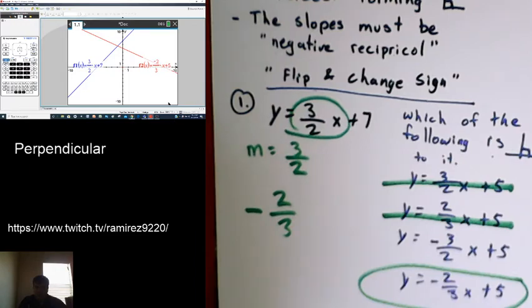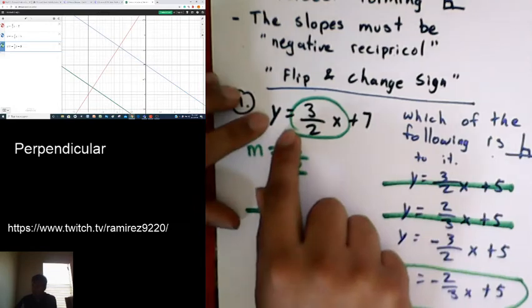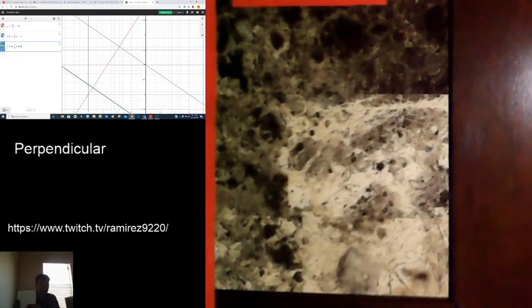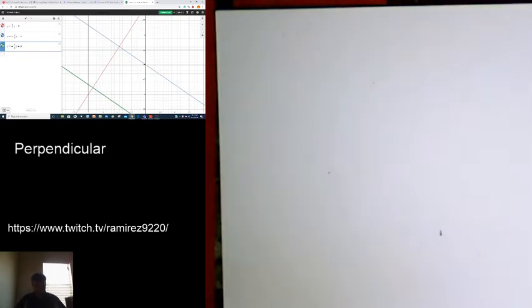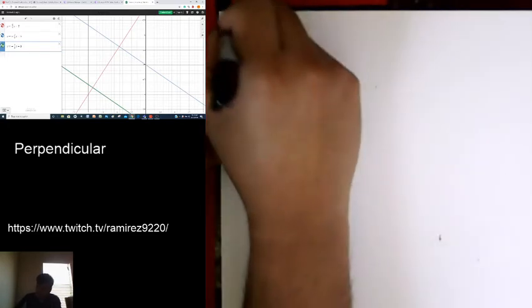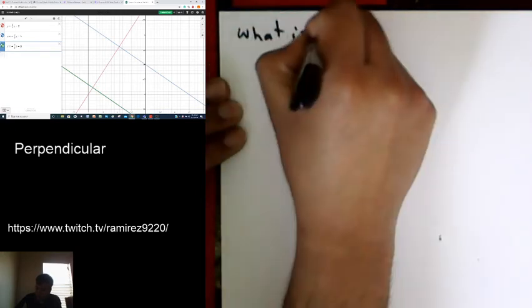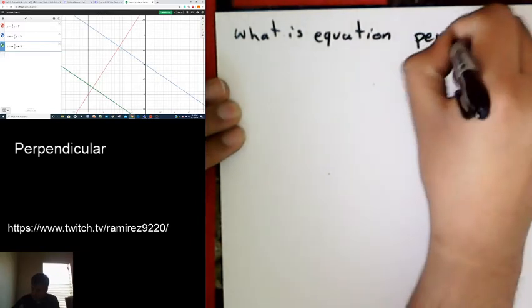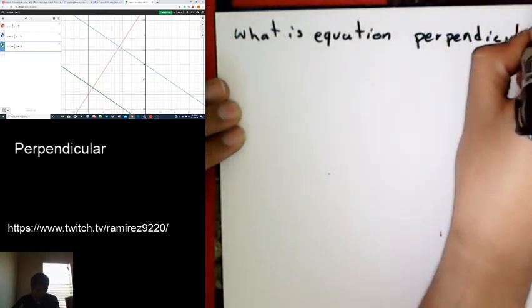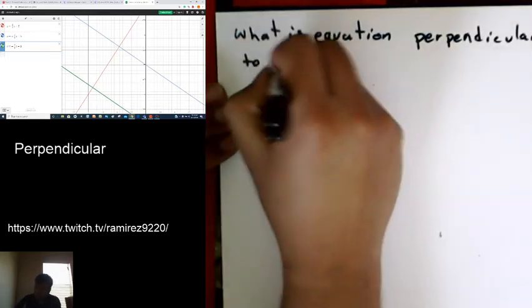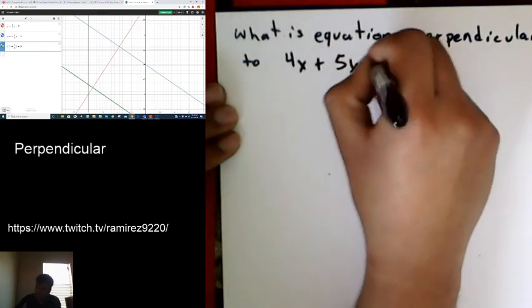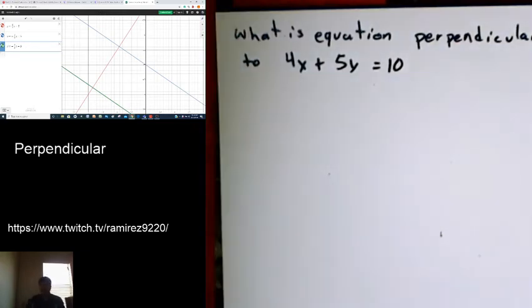Now again, guys, when your equation is in y is equal to mx plus b, it's perfect, but there will be times when they give you an equation that's in standard form or in just something else. Okay, so what if they said, what is the equation perpendicular to 4x plus 5y is equal to 10. Okay, and they give you options, right?